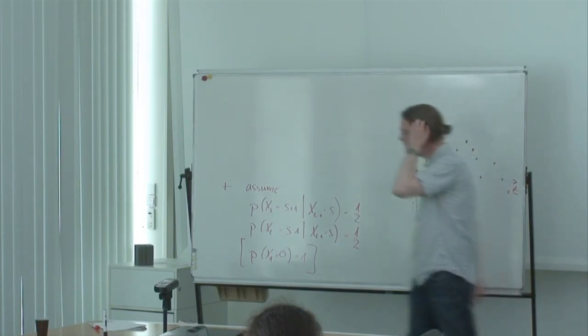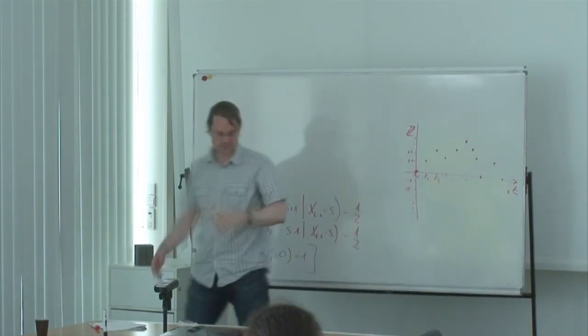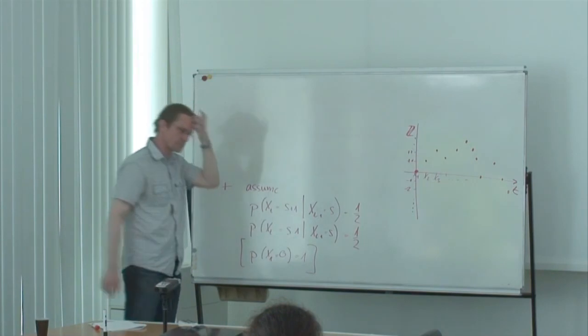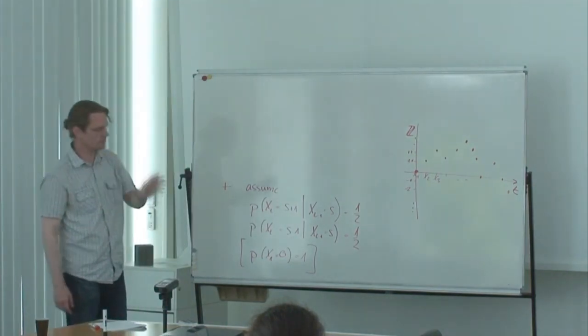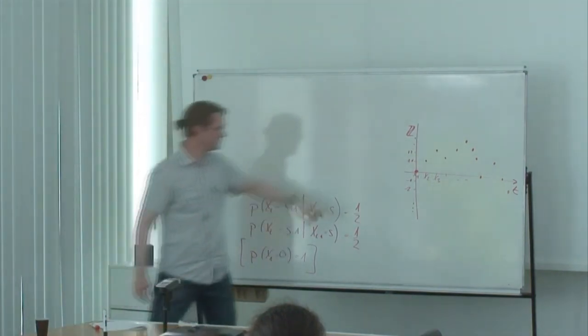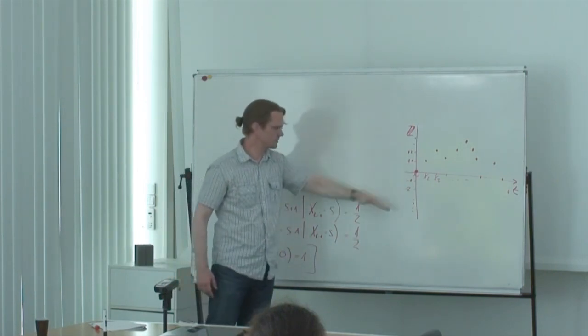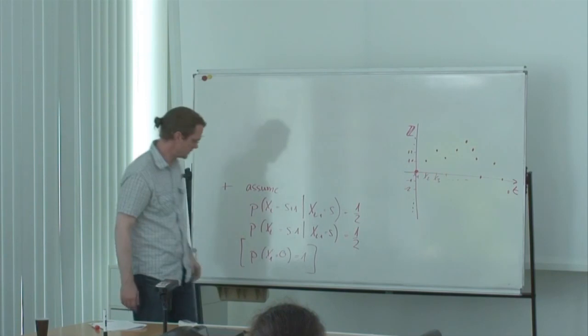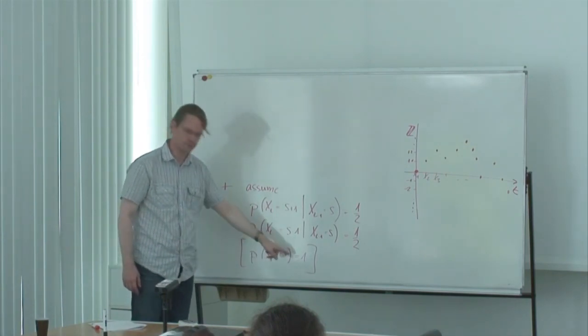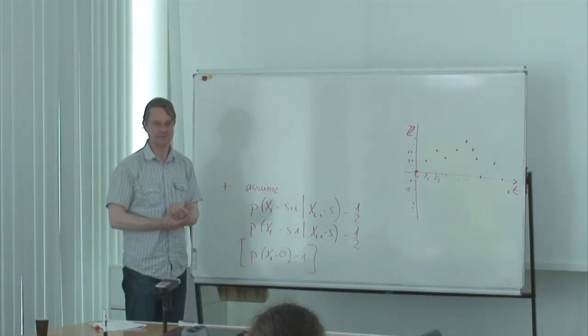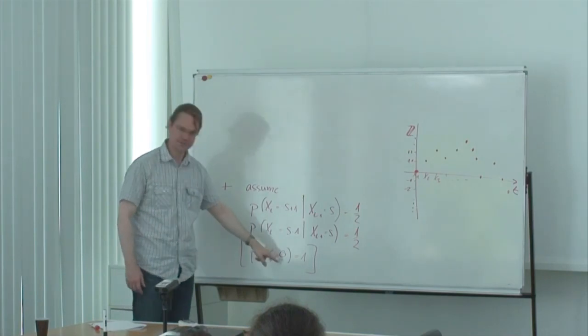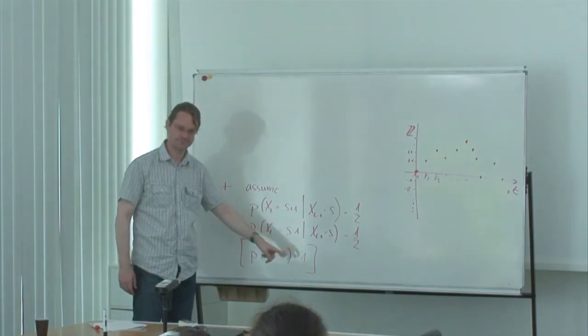Usually this is not made explicit, and therefore I have put it into these square brackets. It's just for those of you who might have wondered, well, why did he put the first dot at integer zero here? But if the probability for x1 being zero is one, then it has to be zero. So x1 has to be zero if this probability is one.